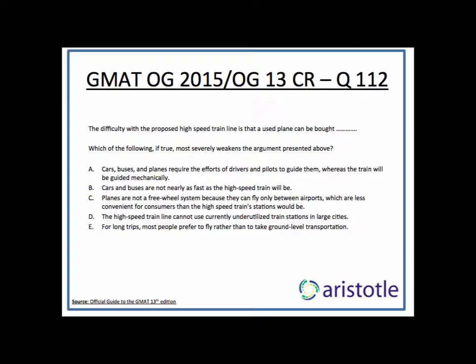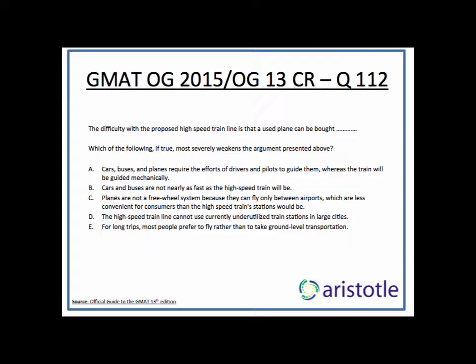So, the argument says instead of a train, go for a plane because it will cost you less and it is a free wheel system, which means it can fly anywhere. It's more flexible than a train. The question stem says which of the following most severely weakens the argument. We have to somehow find a fault with this.